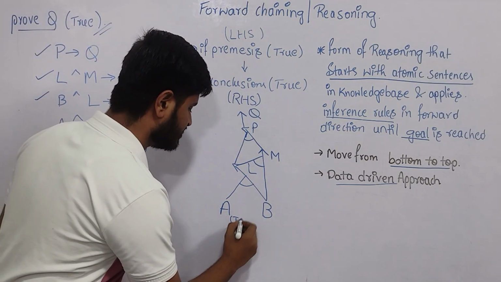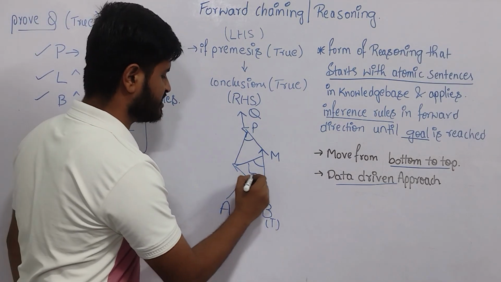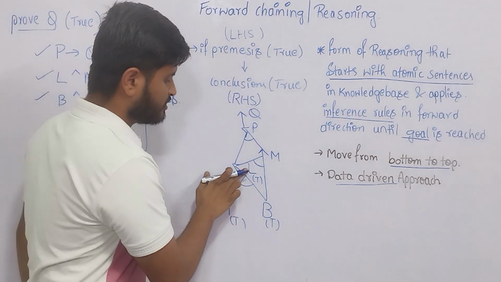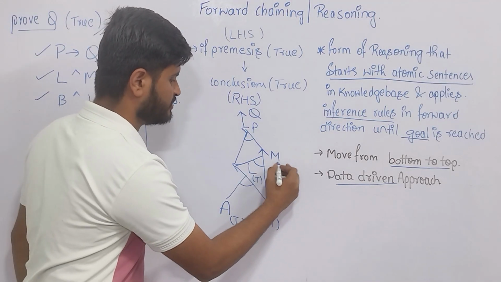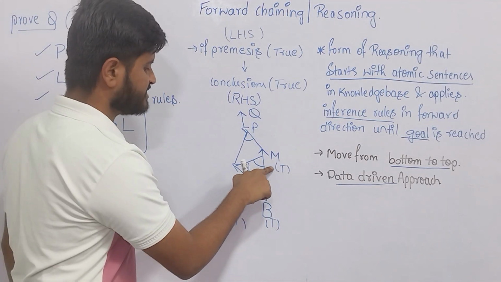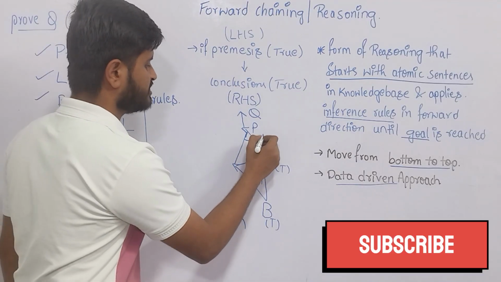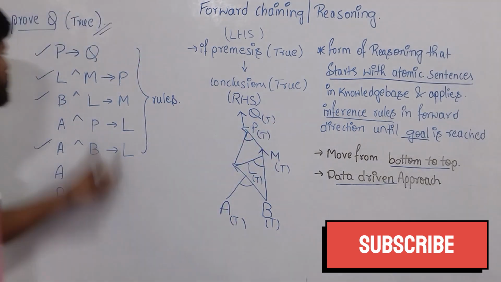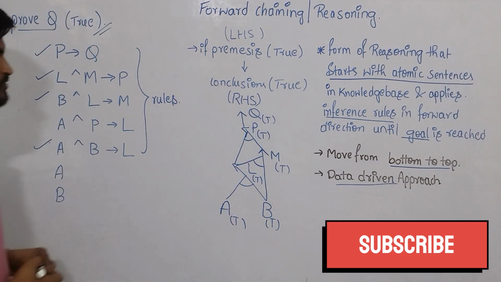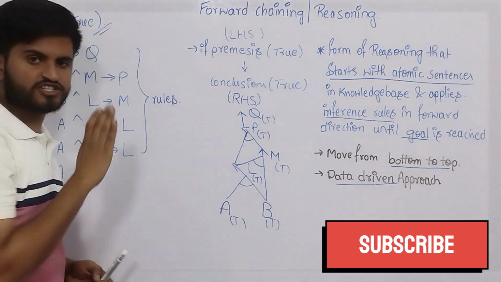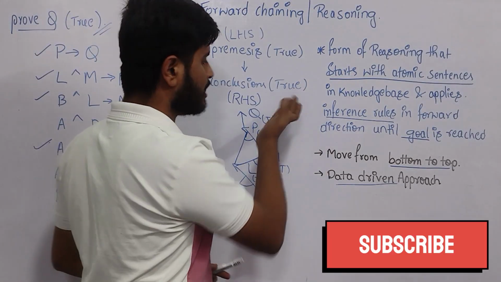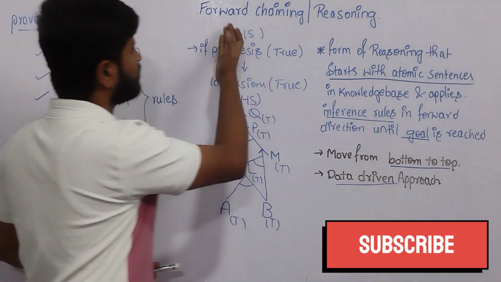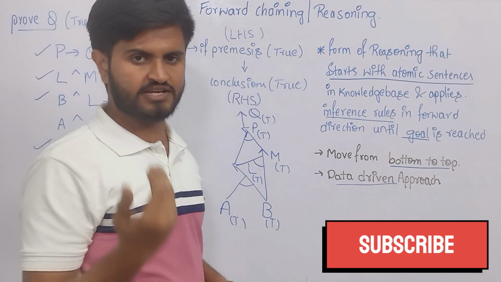Since my atomic sentences were true, their combination will be true. So L and B's combination will be true. Since M and L are true, their combination will be true. Since P is true, Q will be true because of this equation. So now we proved Q as true using the bottom up approach of the forward chaining or forward reasoning method.